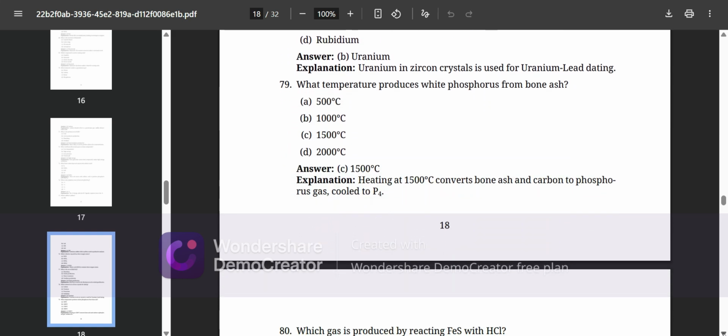What temperature produces white phosphorus from bone ash? 1500 degrees Celsius. Heating at 1500 degrees Celsius converts bone ash and carbon to phosphorus.